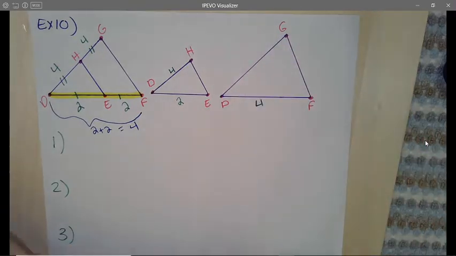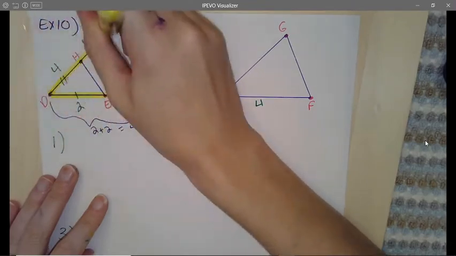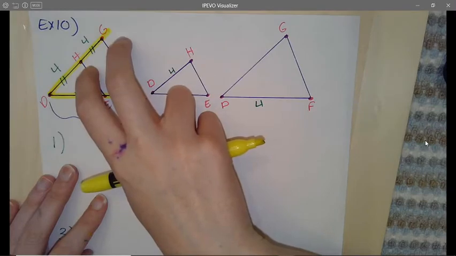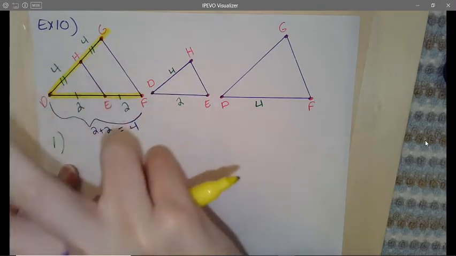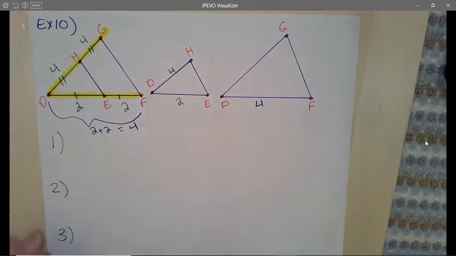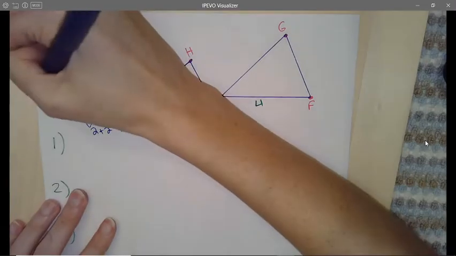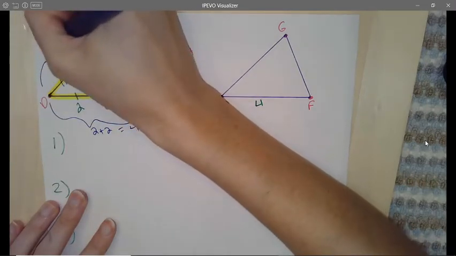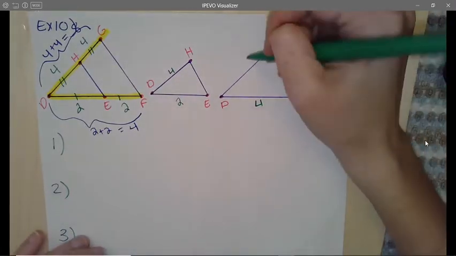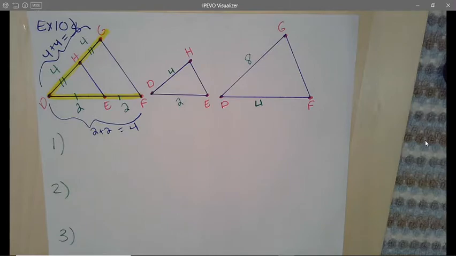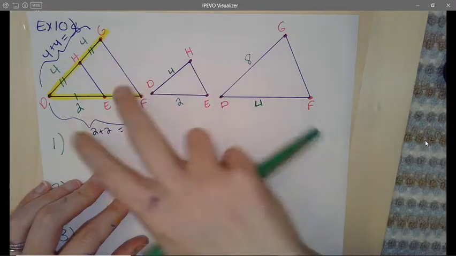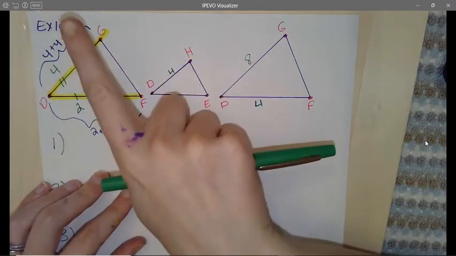And same thing with this side. DG is the whole side, and on DG, I know that DH and HG are both 4. So what do I do with the 4 and the 4 to get the entire side length? I would add them together as well. So I'm going to add the 4 plus the 4, which gives me 8. So I now know that this whole side is 8. If you ever have overlapping triangles, usually the way that you get the side length of the big triangle is by adding up all the pieces. So just keep that in mind.